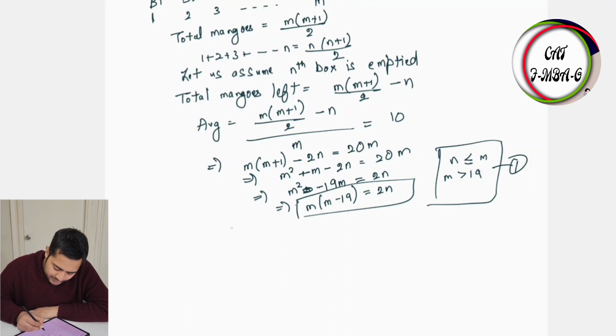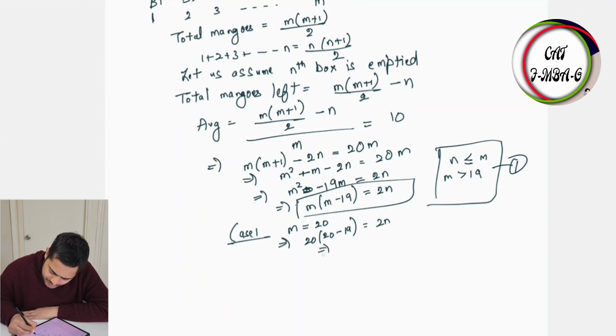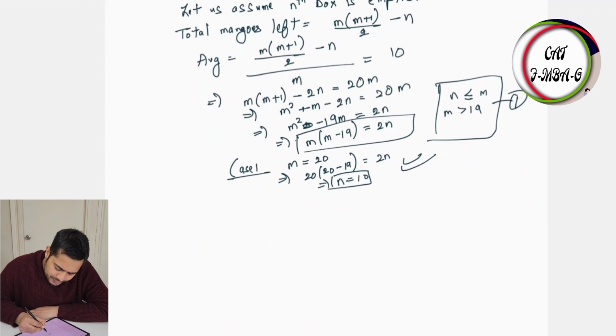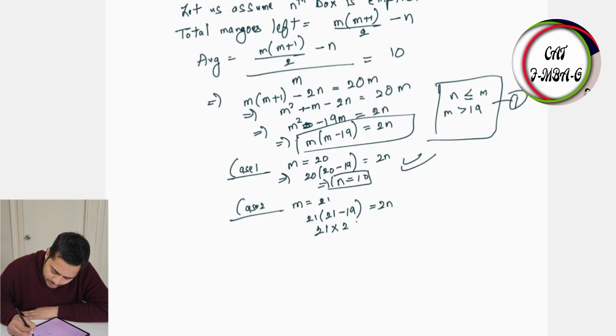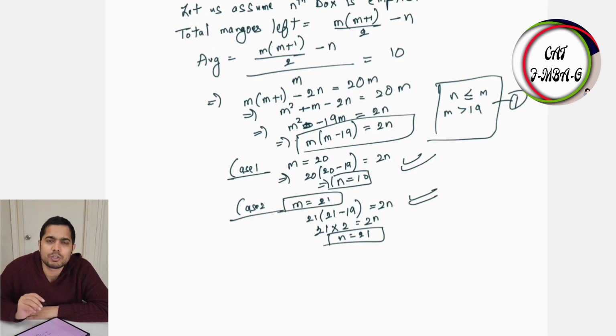Now let us check the cases. Case 1, m is equal to 20. Then 20 into 20 minus 19 is equal to 2n. That implies n is equal to 10. This is perfectly satisfying. Done. Case 2, m is equal to 21. So 21 into 21 minus 19 is equal to 2n. So 21 into 2 is equal to 2n. So n is equal to 21. M is equal to 21, n is equal to 21. Done. This equation still holds.